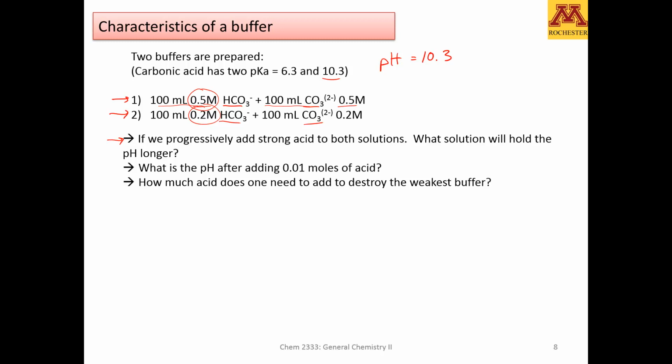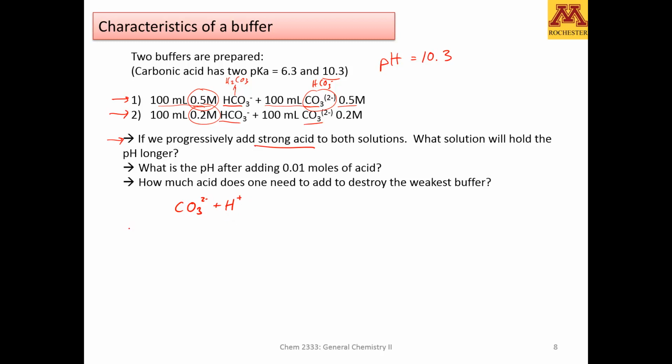Well, notice that if we add acid, the strong acid that we add will react with the strongest base. Notice that in both cases we have bases, right? Bicarbonate could lead to carbonic acid, and carbonate will lead to bicarbonate. But the strong acid that we add will preferably first react with the strongest of the bases, which of course is carbonate, right?